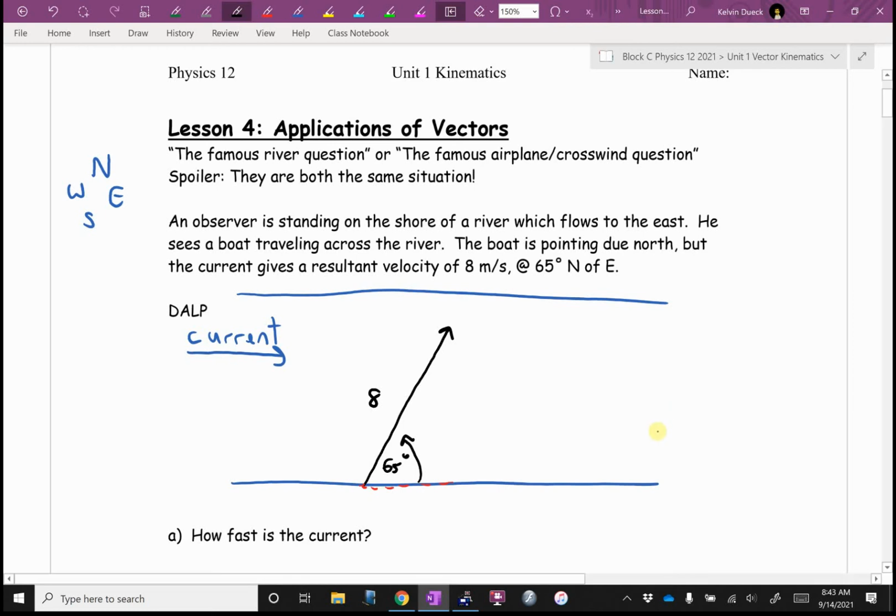So let's find the components of this vector. You know what? I'll draw it over here nice and big. So here's the 8. There's Vx. There's Vy.